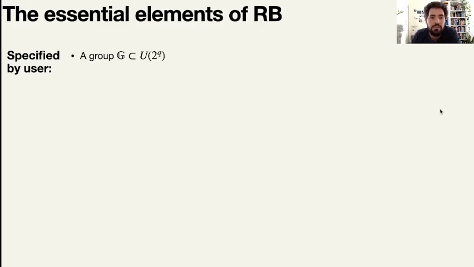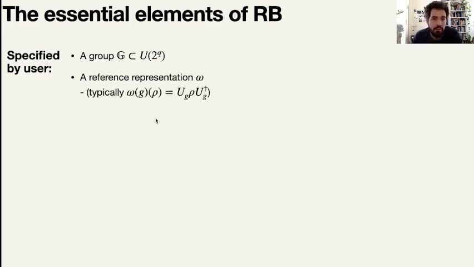The first thing you specify is a group. Now this is already controversial because some people do randomized benchmarking without groups, but for our purposes we're going to stick to our gate set forming some kind of group. The paradigmatic example here is of course the Clifford group, so that's the thing you can keep in mind. And then the second thing is that you should also specify a way to embed this group into the space of unitaries, or more generally in the space of superoperators. And this is quantified by the idea of a reference representation.